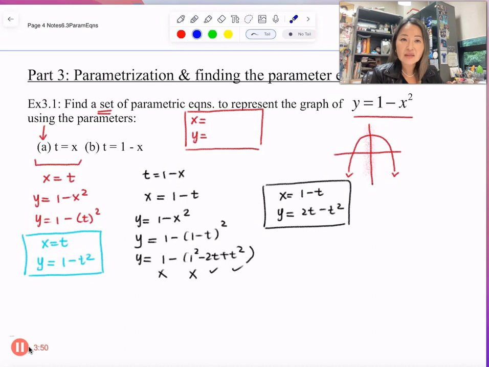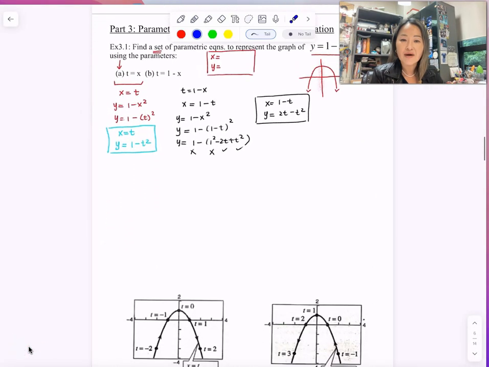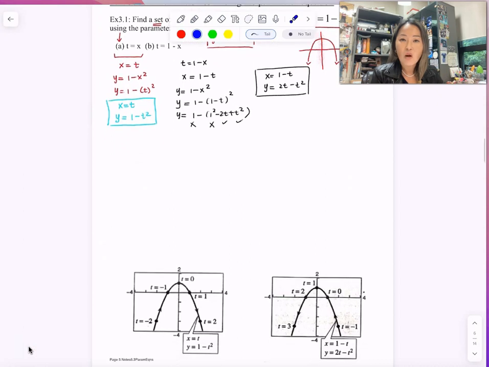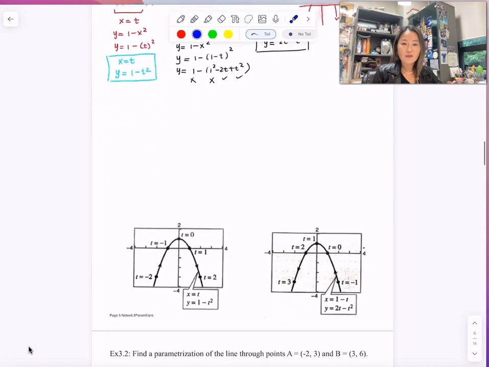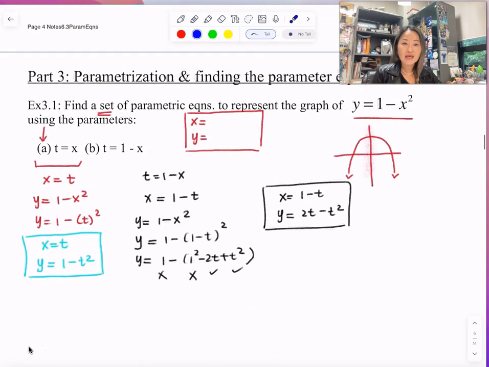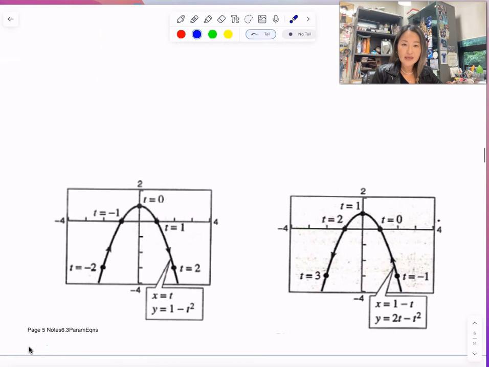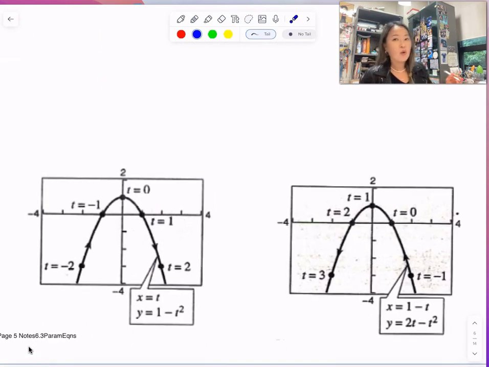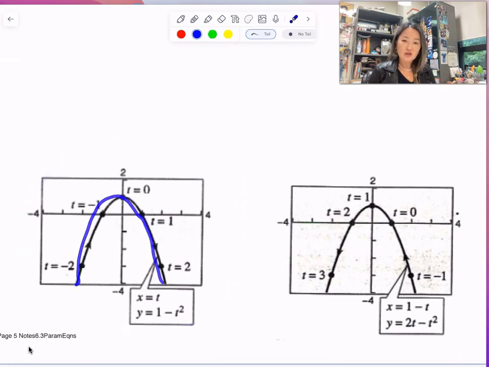In fact, I've taken the liberty of graphing them on the bottom here. Whoa. Let's look at these. Do these graphs look just like your 1 minus x squared? Yes, they do. But what's different? For this one, from negative 2 to 2, it's traveling in this direction. For this one here, part B, it's traveling in a different direction.